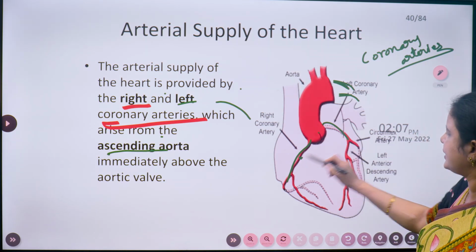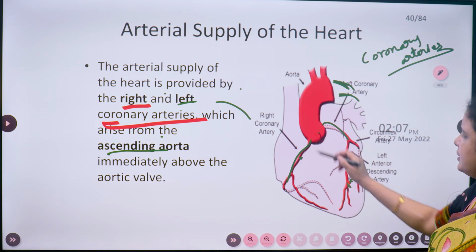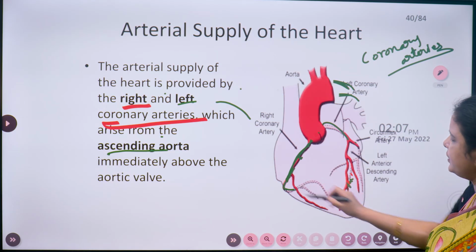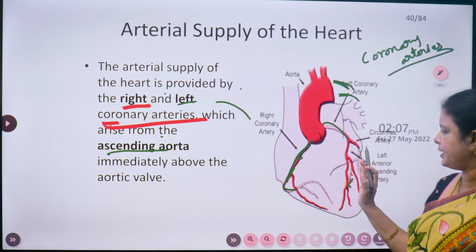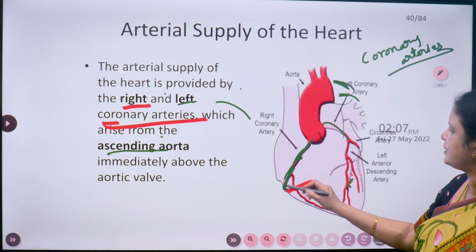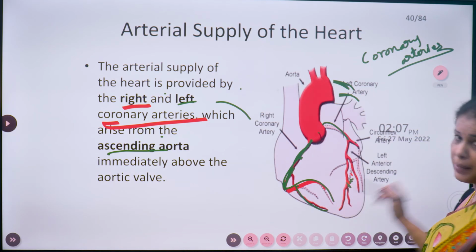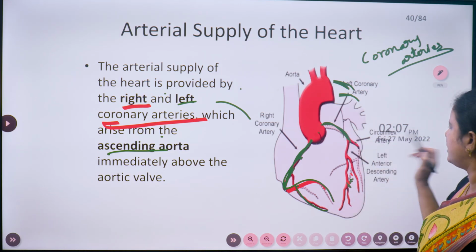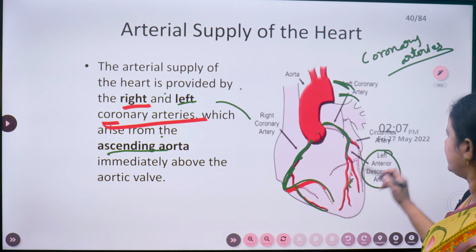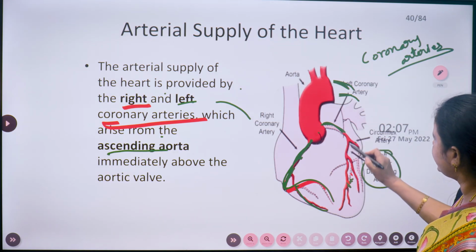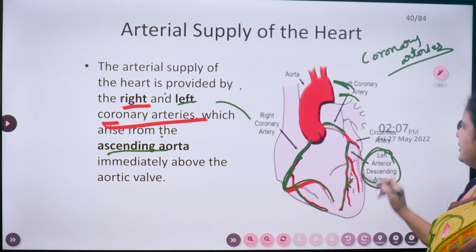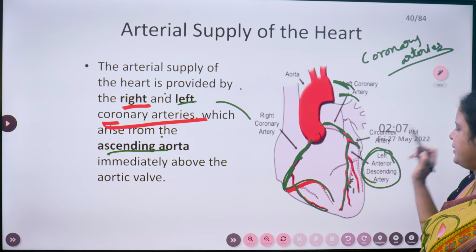Okay, so this is right coronary artery and left coronary artery. This right coronary artery will be formed into branches to give supply to the heart. These are like marginal arteries. Right coronary artery will divide into marginal arteries. Left coronary artery also will be divided into branches like left anterior descending artery, and this is the circumflex artery.